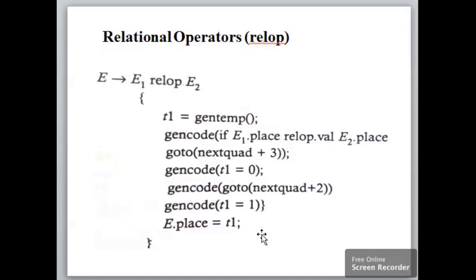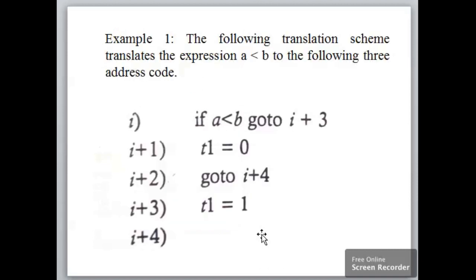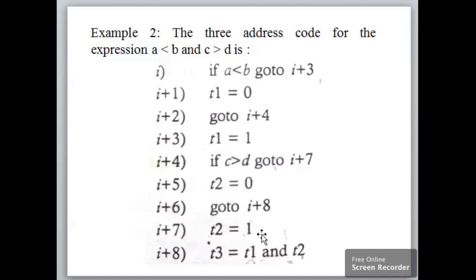So this is how the translation schemes that we have already seen, how we are going to write down the syntax directed translation scheme. This was one example that I have. Now let us go with another example, that is the 3 address code for the expression A less than B and C less than D.